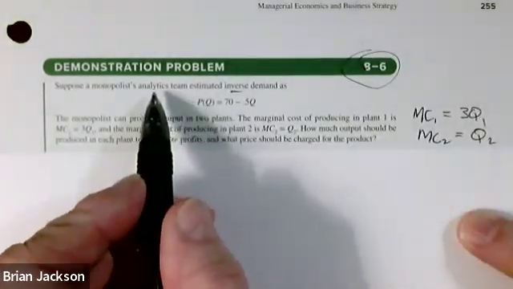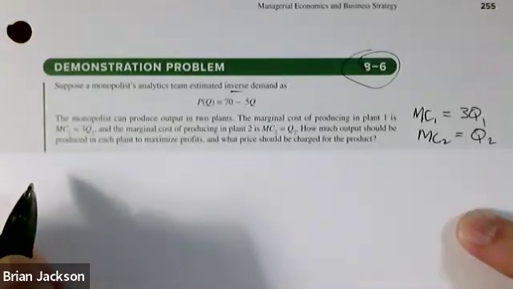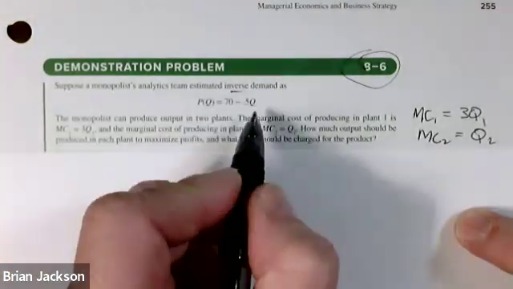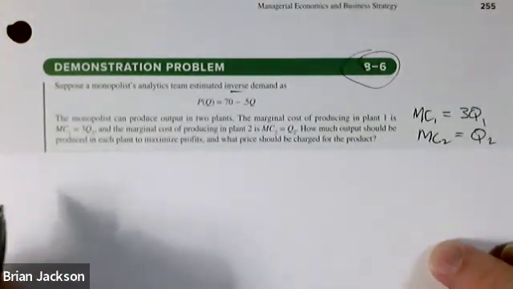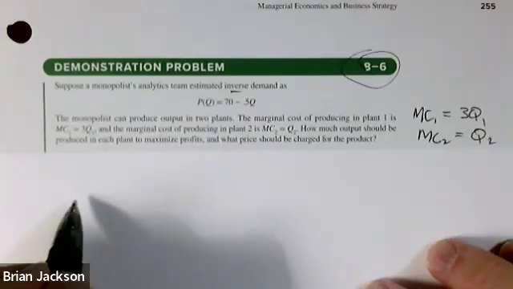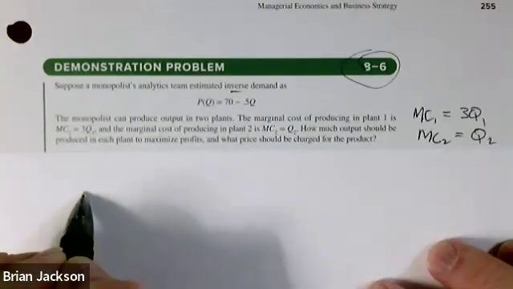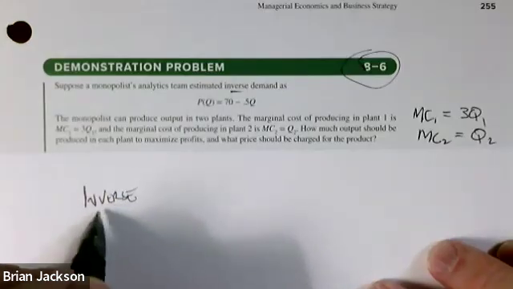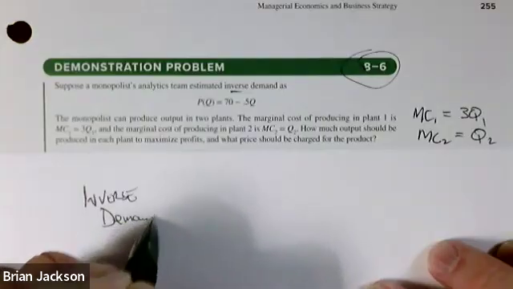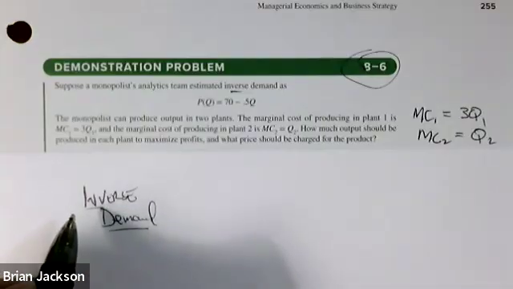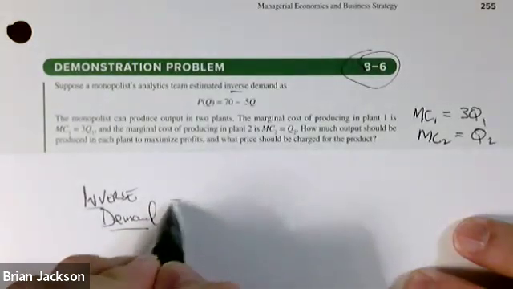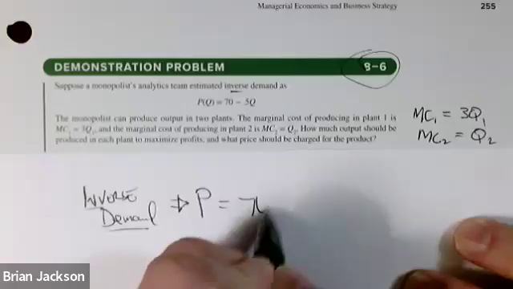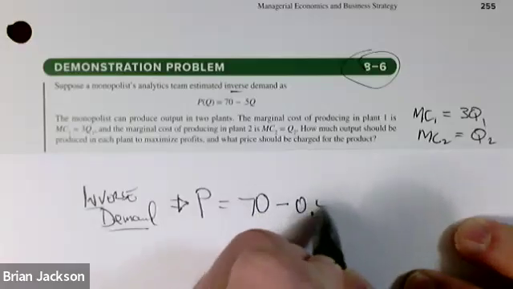They tell you in demonstration problem 8-6 that you have an inverse demand. When we say inverse demand, we're simply solving for P in terms of Q, whereas a demand curve has Q in terms of P. Remember the independent variable is on the vertical axis in economics. But again, a lot of times we use these terms interchangeably. We'll say demand when we actually mean inverse demand. The inverse demand function here is P equals 70 minus 0.5Q.